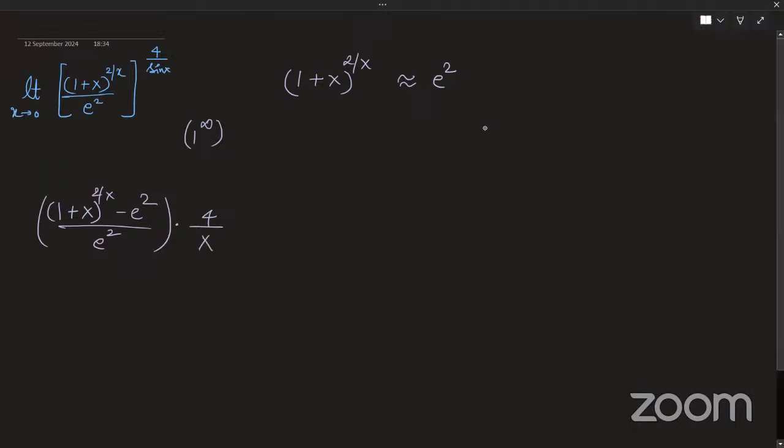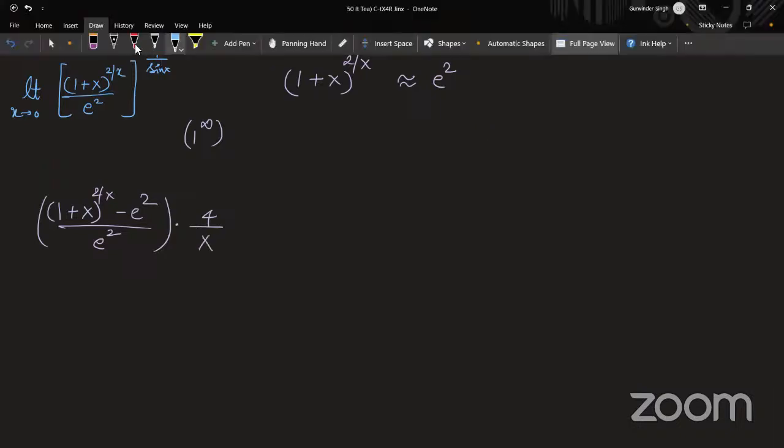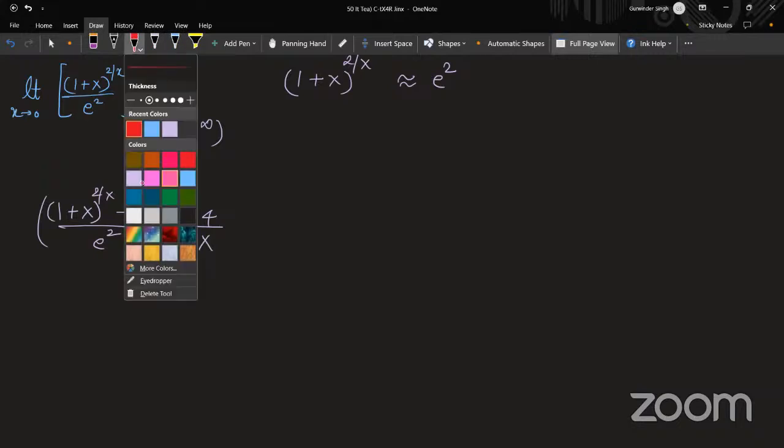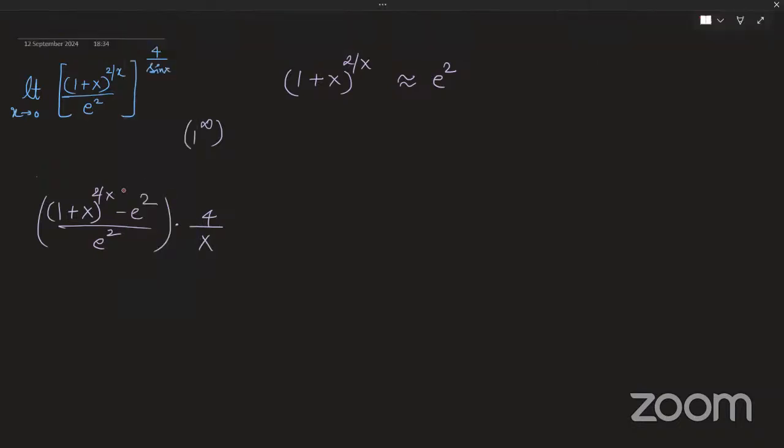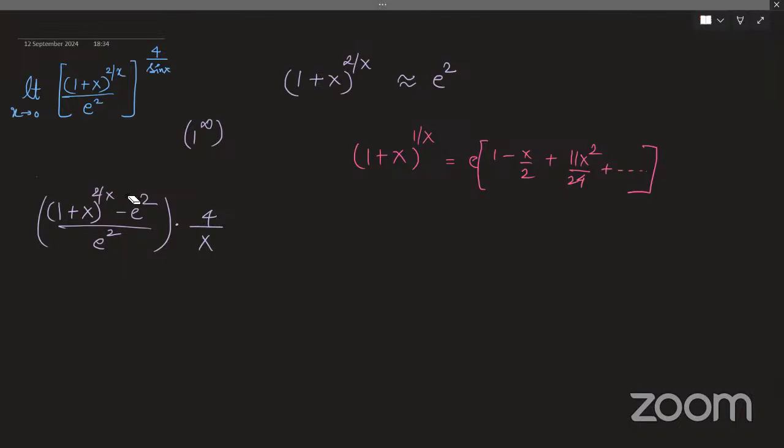So now you do not have any expansion of 1 plus x raised to 2 by x. For sure, you have an expansion of 1 plus x raised to 1 by x. You have it. E into 1 minus x by 2 plus 11 x square by 24 and some higher order. You have this, right? You have this thing.